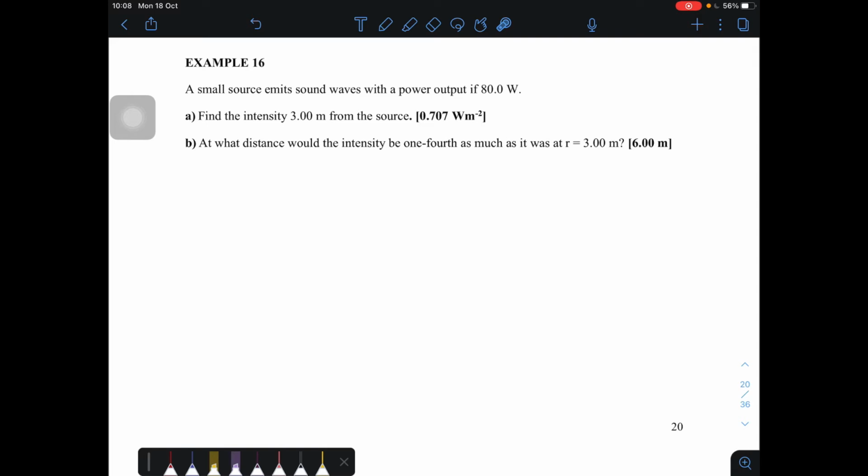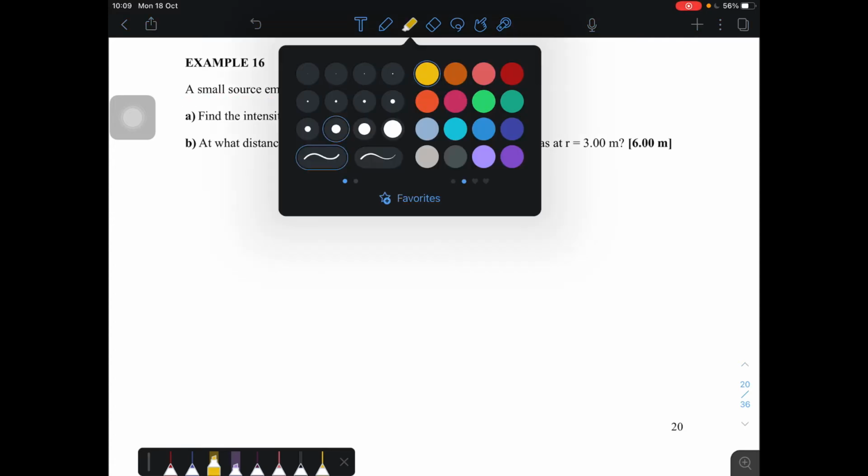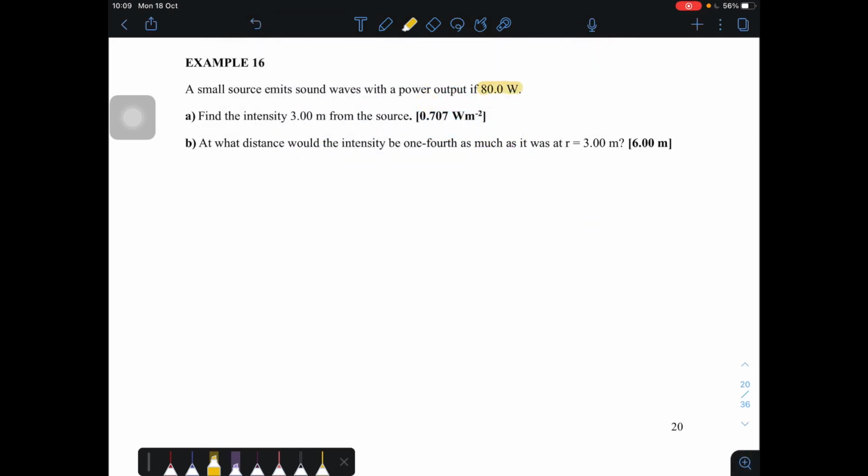Okay, so now let's look at example 16. A small source emits sound waves with a power output of 80 watt. Find the intensity 3 meter from the source. At what distance would the intensity be 1/4 as much as it was at R is equal to 3 meter.